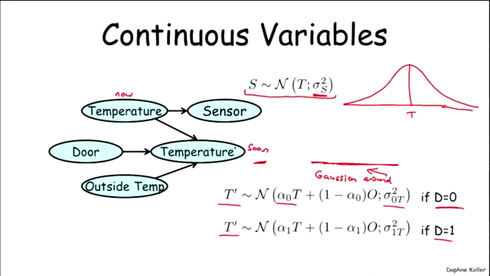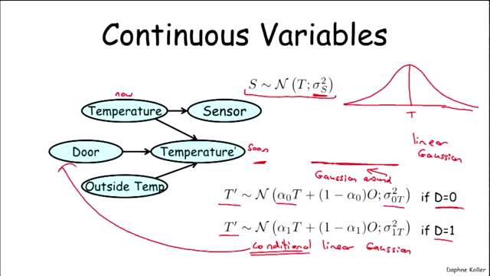So just to give all these things names, this model that we had over here was called a linear Gaussian. We'll define that more formally in the next slide. And this model is called a conditional linear Gaussian because it's a linear Gaussian whose parameters are conditioned on the discrete variable door.